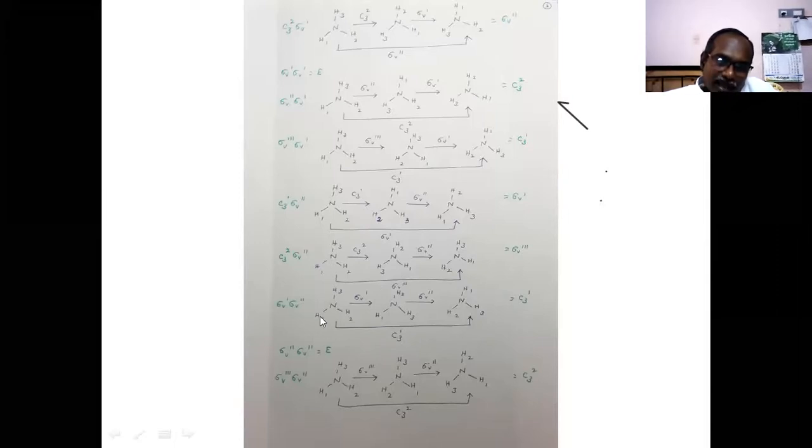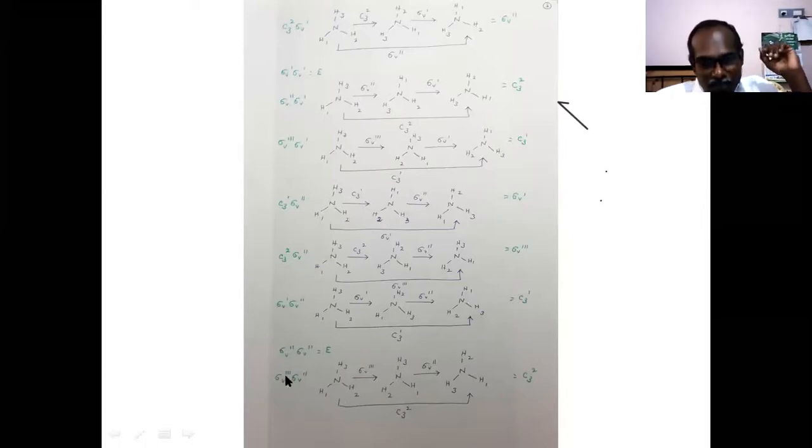But 1 has come over there. It is here. 2 has come over here. Therefore, C3 once, rotating the molecule through an angle of 120 degrees, will result in this configuration. Therefore, the combination of sigma V dash and sigma V double dash will result in the operation C3 once. Similarly, sigma V double dash and sigma V double dash will result in E, because we are reflecting and re-reflecting about the same plane.